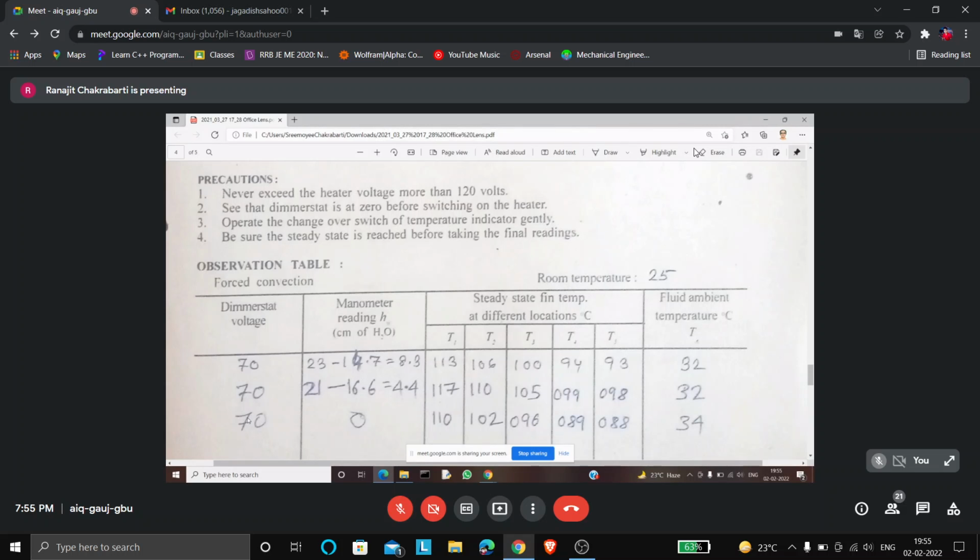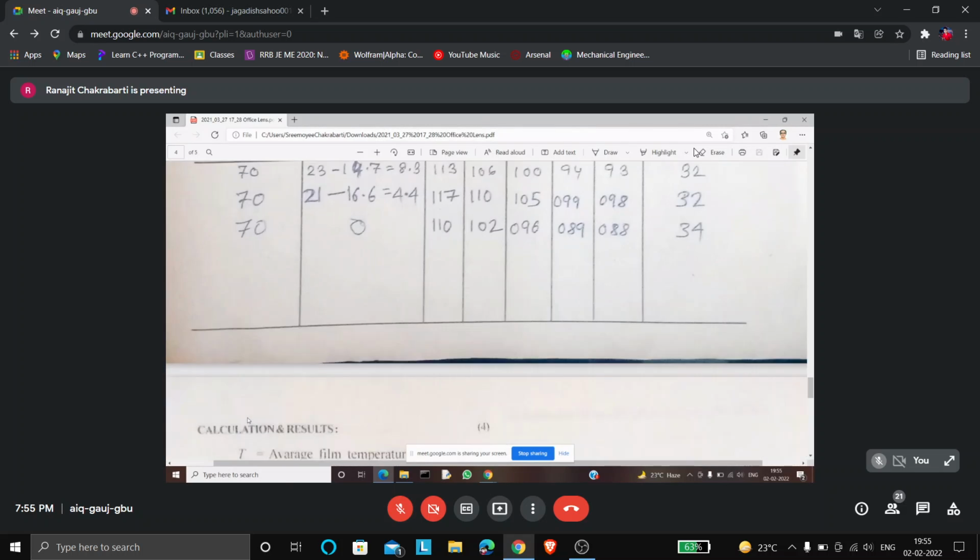So you can utilize this, and the calculations are like this. You first of all consider the average fin temperature, not film, average fin temperature. That is fin temperatures T1, T2, T3, T4, T5, and take an average of that. And that average temperature minus the fluid temperature, that is the delta T.